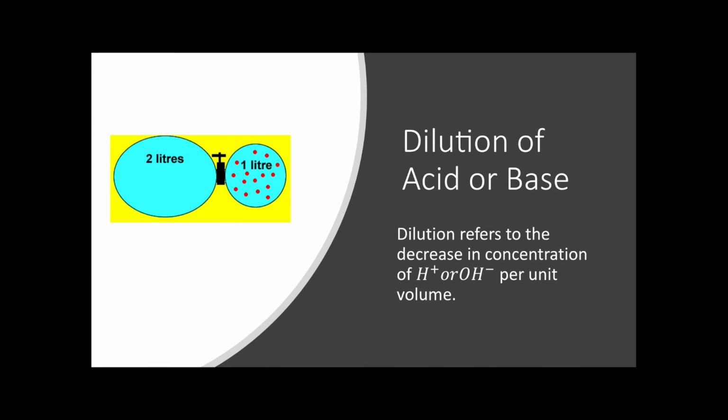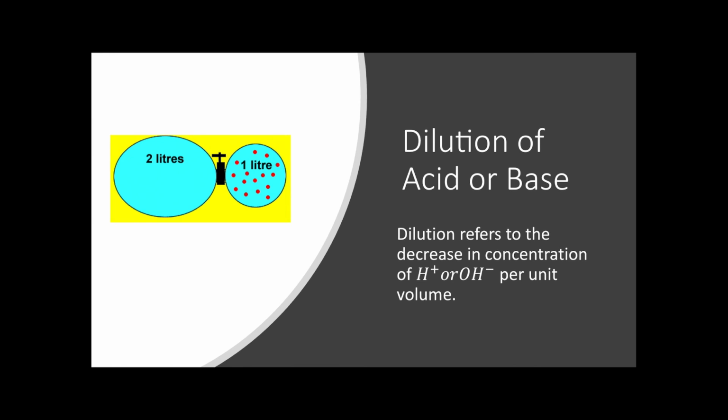In this picture, I have got H plus ions in only 1 liter, but if I increase the volume to 2 liters, per liter, the amount or the concentration of ions would decrease. Look, as soon as the volume increases to 2 liters, per unit volume, the concentration of H plus ions you can see goes on decreasing.